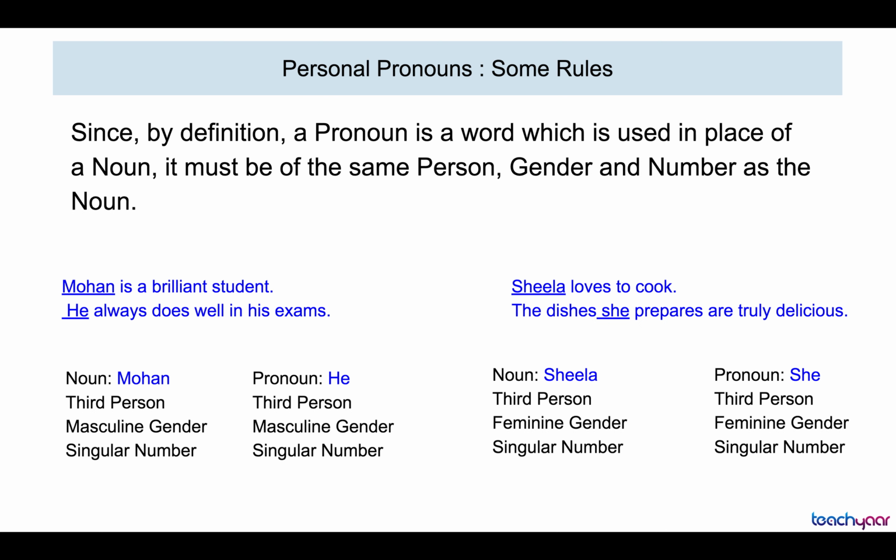Now what about the pronoun? The pronoun is she. The dishes she prepares. So she is the pronoun which is replacing the noun Sheila. She is also in third person, feminine gender, singular number. So this is one rule, that the pronoun must have the same person, gender and number as the noun.